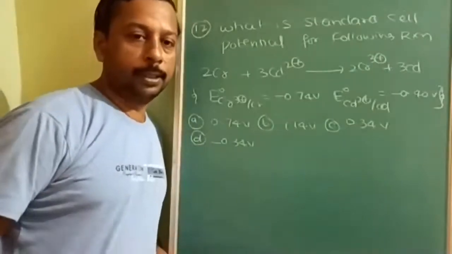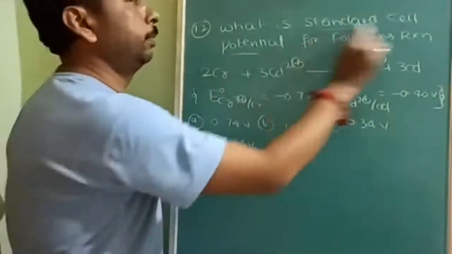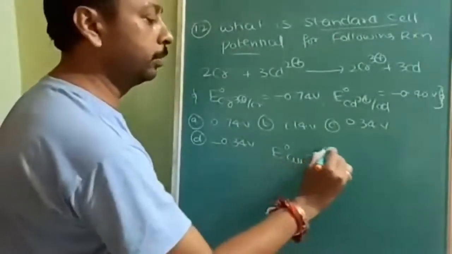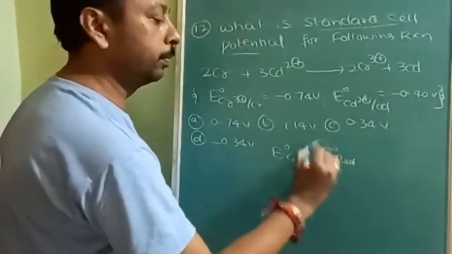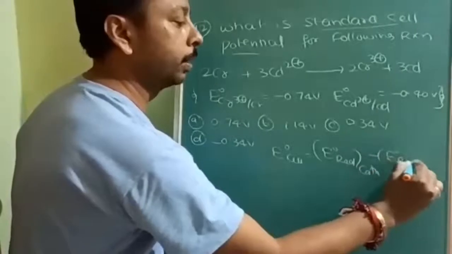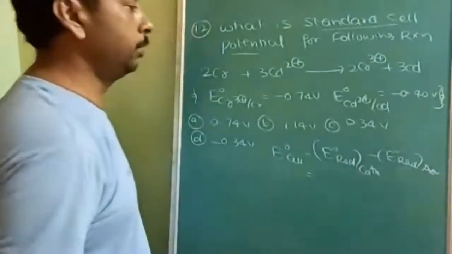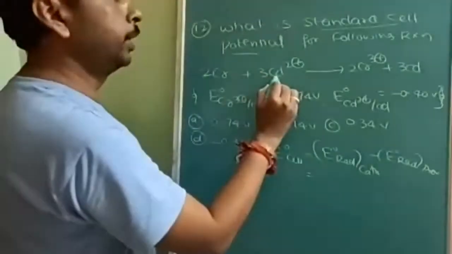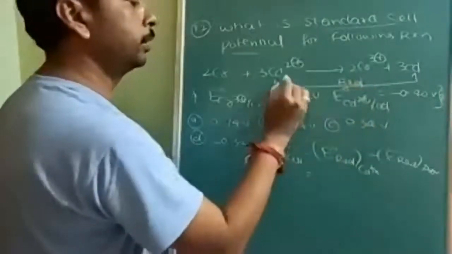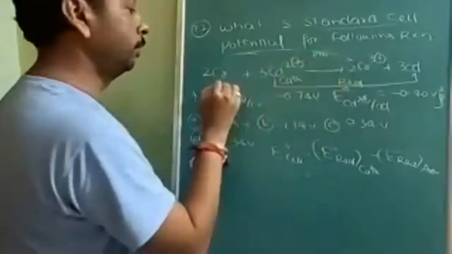Okay, next question: there is some reaction given, and you have to find the standard cell potential. The formula is E naught cell equals E naught reduction potential of cathode minus E naught reduction potential of anode. The cathode is the substance which is reducing. Here, cadmium goes from +2 to 0, so it is undergoing reduction, therefore it is the cathode. Chromium is undergoing oxidation, therefore it is the anode.